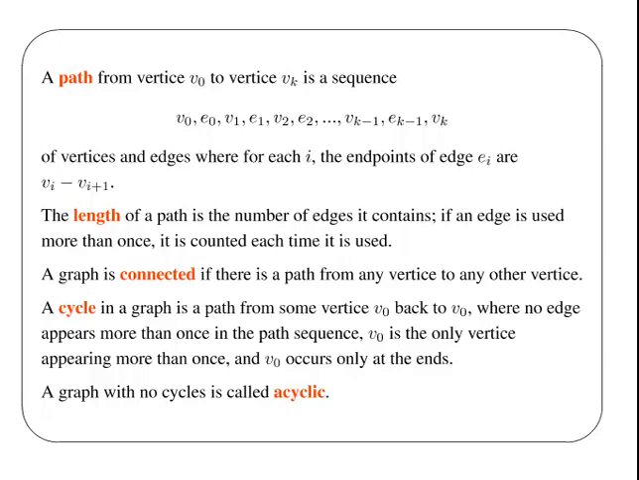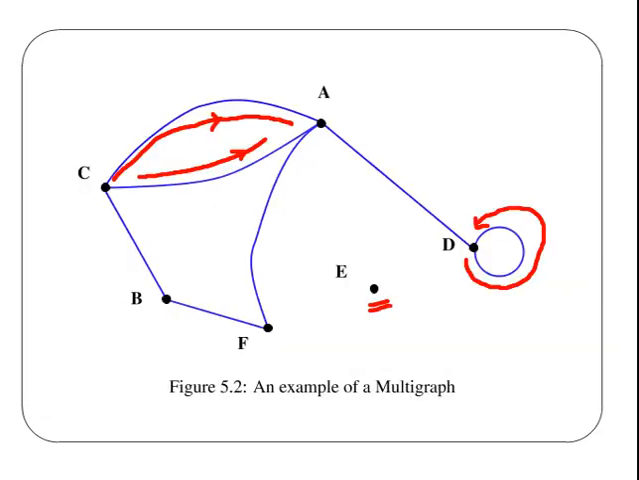Now, a path from vertex V0 to vertex Vk is a sequence of vertices and edges, where for each i, the endpoints of edge Ei are Vi-1 and Vi. Essentially, that's a very thick mathematical definition, but a path is essentially something like this.